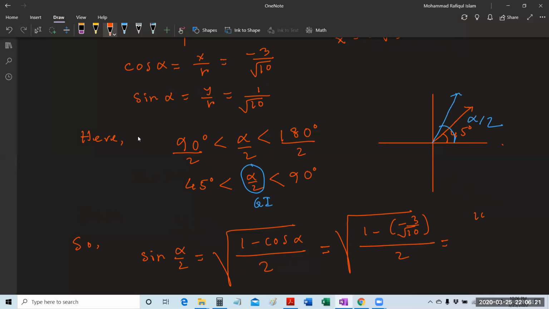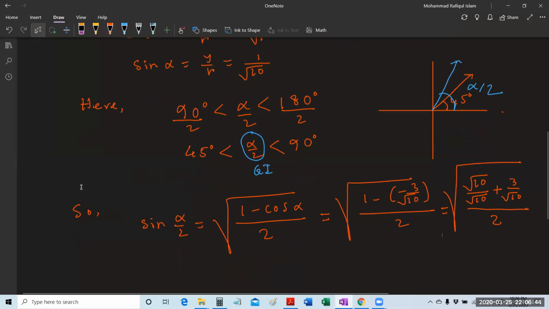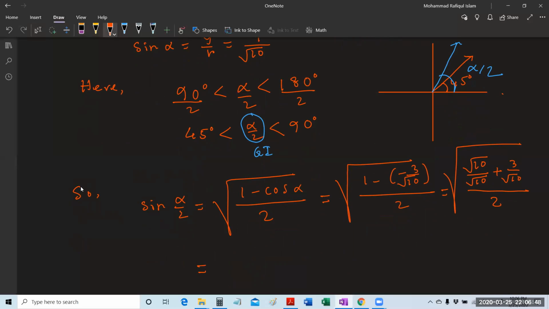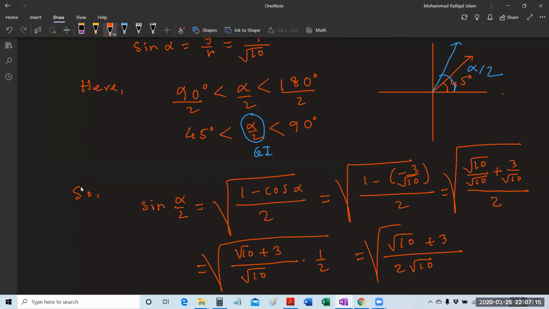This equals, we can rewrite this 1 as a ratio of root 10 over root 10. The purpose of writing it this way is that we want to make a common denominator. And then minus and minus makes plus 3 over root 10, all over 2. So here is our expression. Now we have to simplify the final expression. We can rewrite that as root 10 plus 3 times 1 over 2, and then finally we can leave our answer like this: the square root of everything, root 10 plus 3 all over 2 root 10.